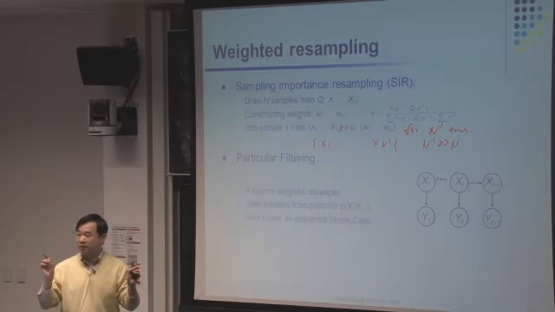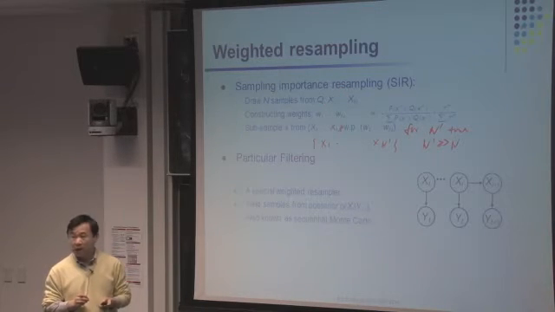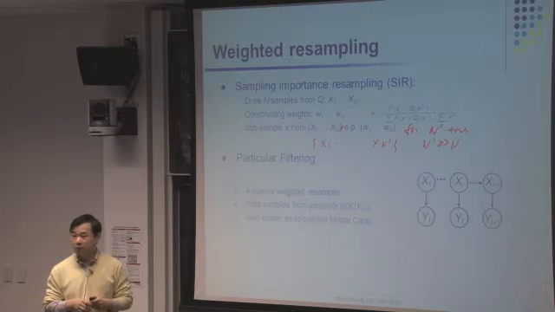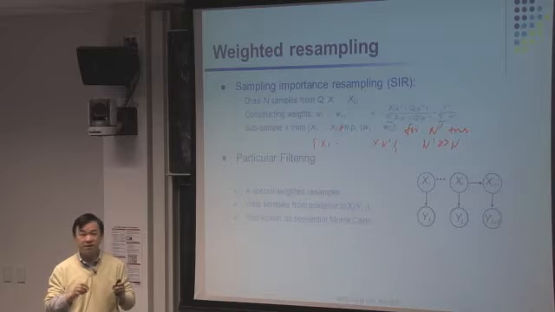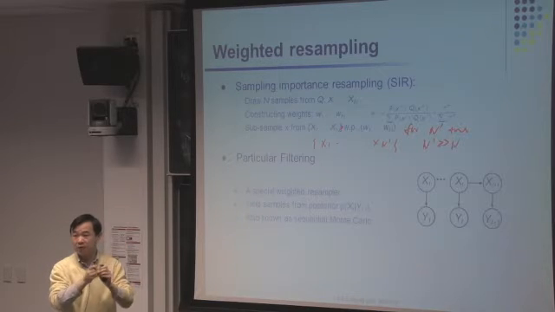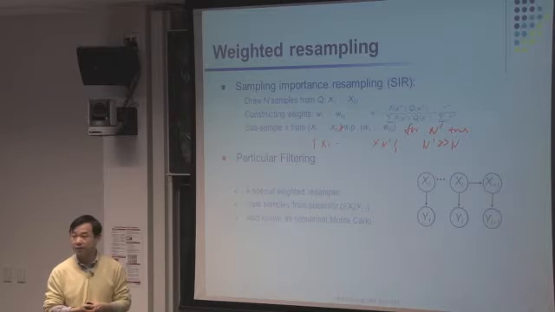Do you see the point? So I have a weighted set of n samples, and I also have a distribution over those n samples. I'm going to use that distribution to redraw samples, which means that some sample can be reproduced twice or multiple times, and some can be ignored in the second round of sampling. So this is called weighted resampling.